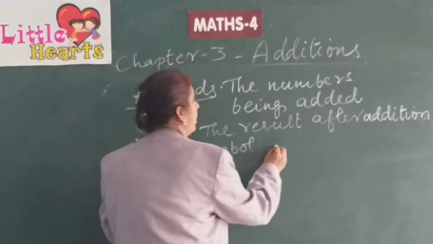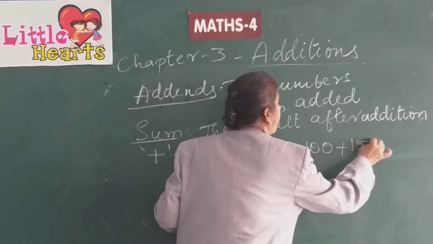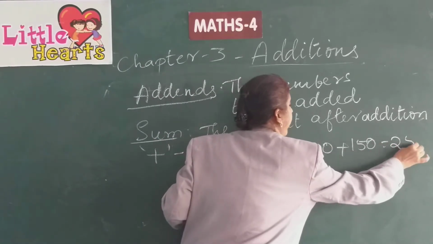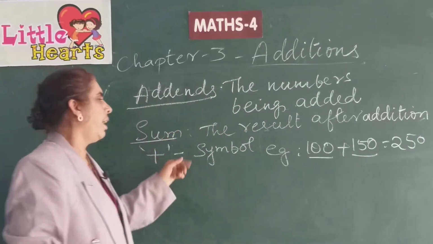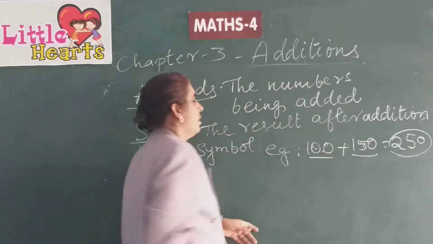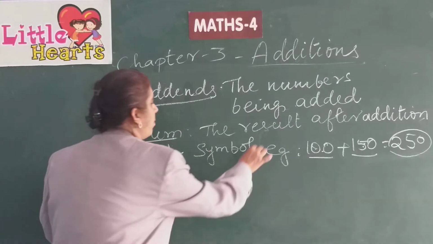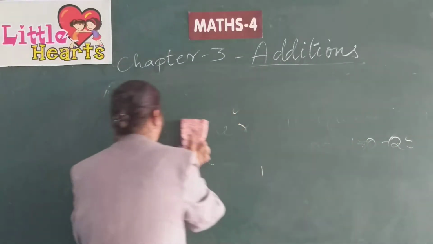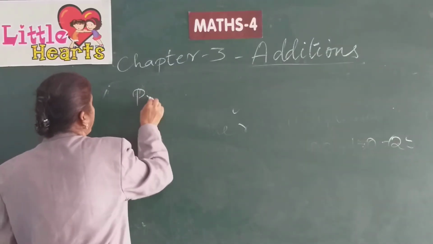For example, 100 plus 150 equals 250. 100 and 150 are addends, and the answer 250 is the sum of these two numbers. Plus is the symbol of addition. And we have some properties of addition here.